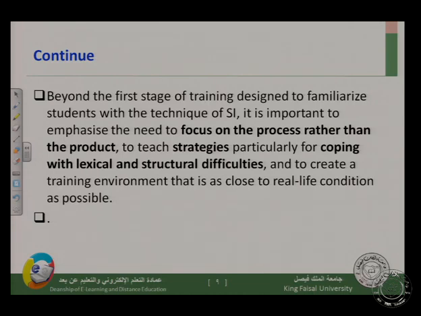Processing information based on your analysis of the lexical and the grammatical information in the text. So you need to be aware of all these issues when you are learning.